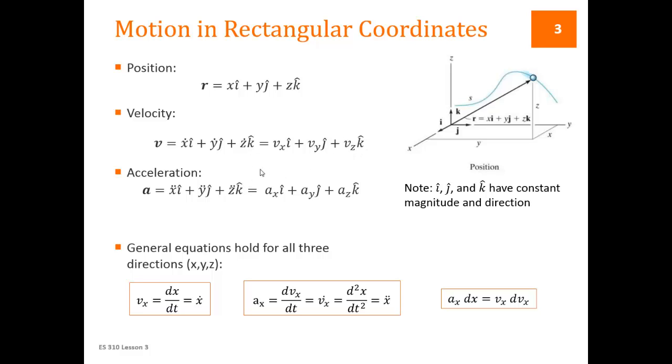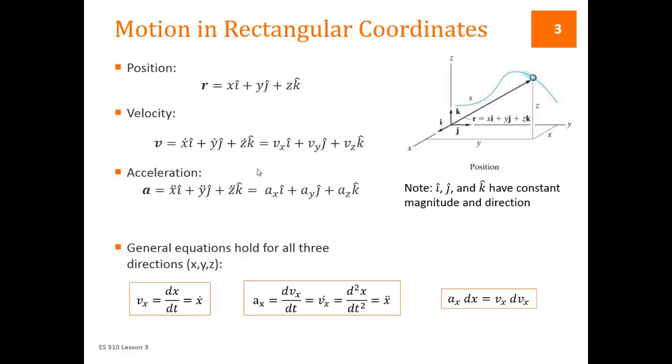Same idea with acceleration. We're going to take another time derivative, the time derivative of the velocity, so we get x double dot, the second time derivative of x, in the i hat direction, y double dot in the j hat, z double dot in the k hat.